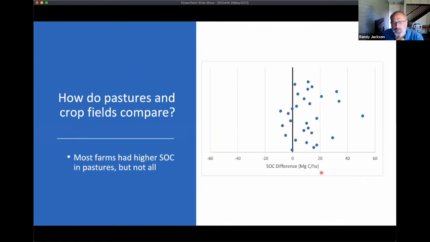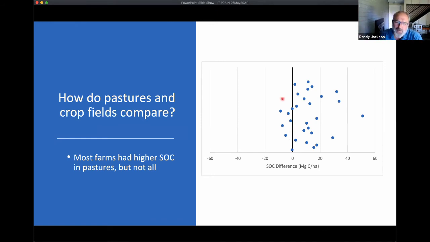This is another way of looking at the same data, but on a farm by farm basis. So each one of these dots is a farm. And what you can see is that there actually were five or six farms that had more carbon in the annual cropping system than the pasture. It's not just like plant the pasture and that's it, it's a done deal.